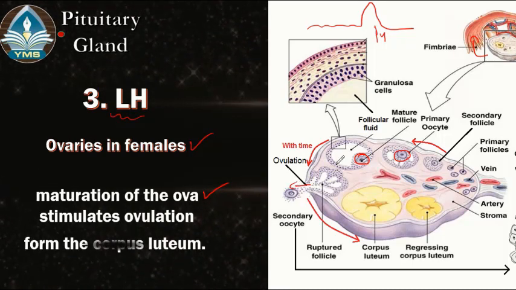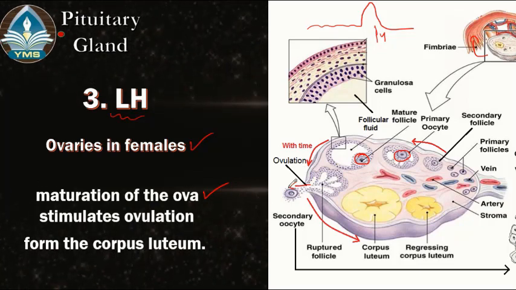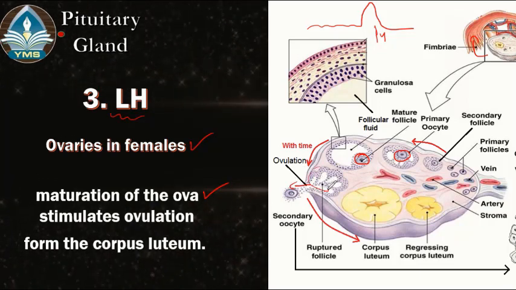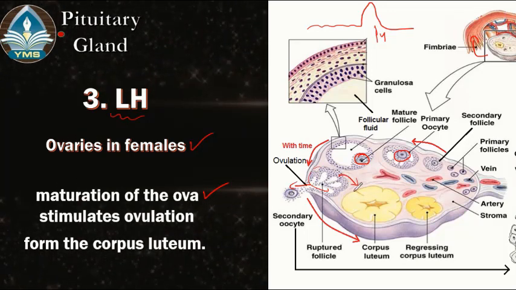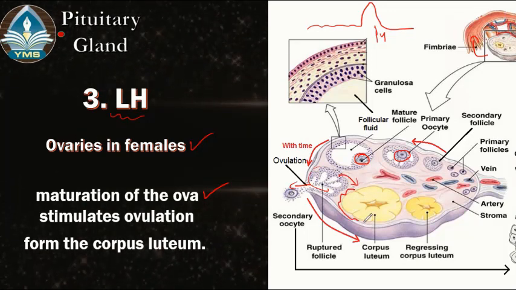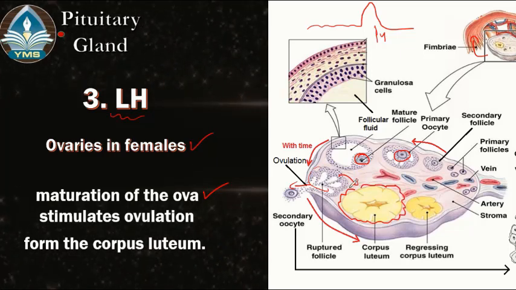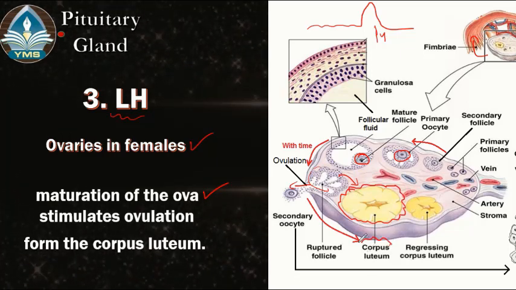Also, after this Graafian follicle has released the egg, it is empty. LH will help it to become the corpus luteum. Do you see this yellow body? This is what we call the corpus luteum.